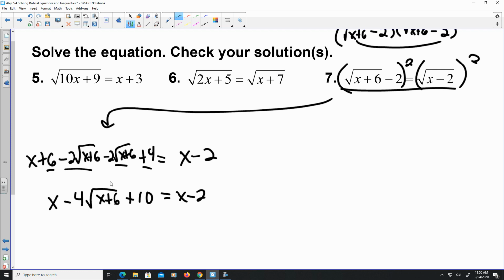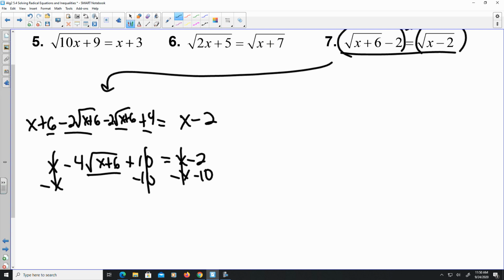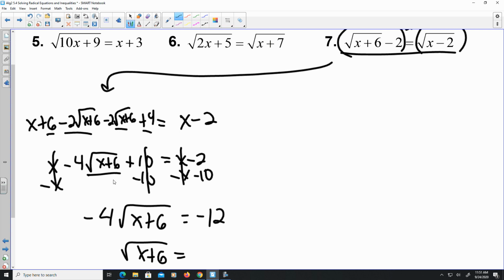So now this particular portion of the equation, now we get to isolate this square root of x plus 6. So in order to do that, I'm going to subtract x, subtract 10. The x cancels out. So now I'm left with negative 4 times the square root of x plus 6 is equal to negative 12. Divide everything by negative 4. So now I've got the square root of x plus 6 is equal to a positive 3.